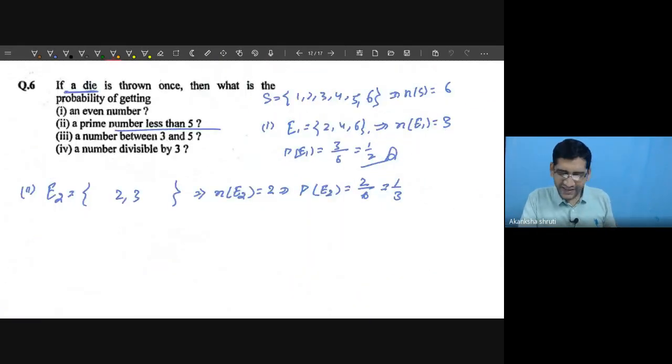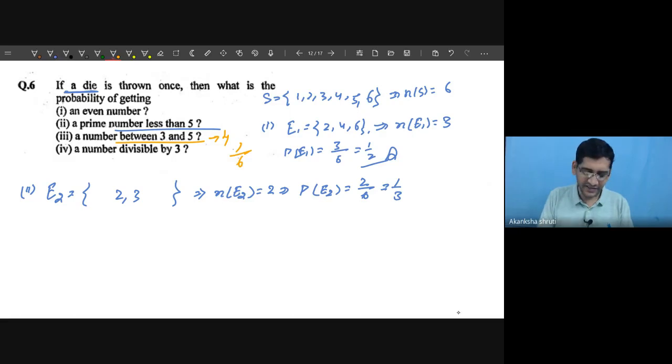So this question is very easy. Number between 3 and 5. So it is between. It is not asking for 3 as well as 5. So both of these should be eliminated. It can be 4 only. So 1 by 6 will be the answer. Number divisible by 3. So it can be 3 and 6 only. So it will be 2 by 6. So 1 by 3 will be the answer.